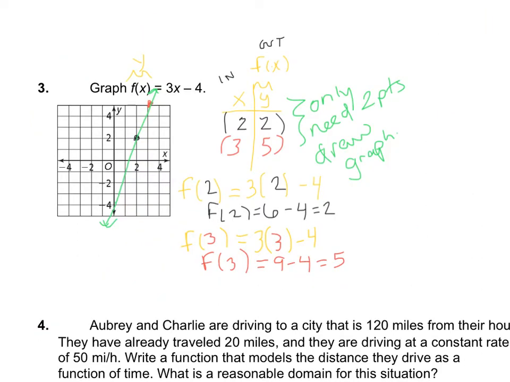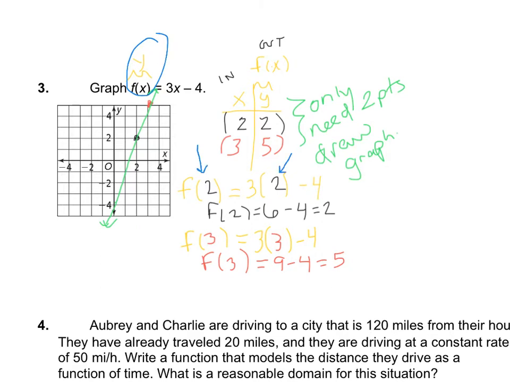So for this first one, when it says graph f of x equals 3x minus 4, notice that f of x is the same thing as y, okay? So it's just some function notation. So we use this function notation to tell someone what we're plugging in for x. So for example, I chose to plug in 2.